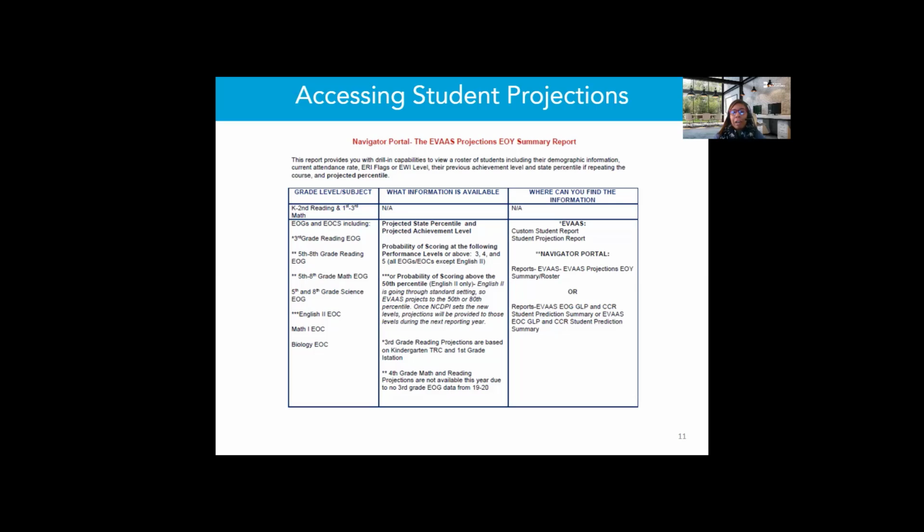You find your EVAAS projections in EVAAS. If you have leadership access, you can find them in EVAAS under student projection report. If not, then you are going to find them in the Navigator portal. As a teacher, you want to go to reports and EVAAS, and then EVAAS projections. It should say EOY summary or roster, one of the two. And that is where you're going to find your projections.